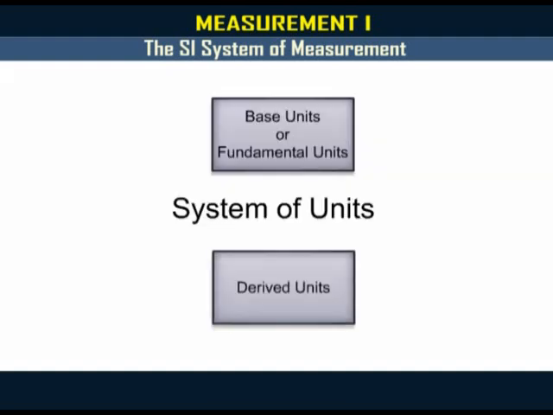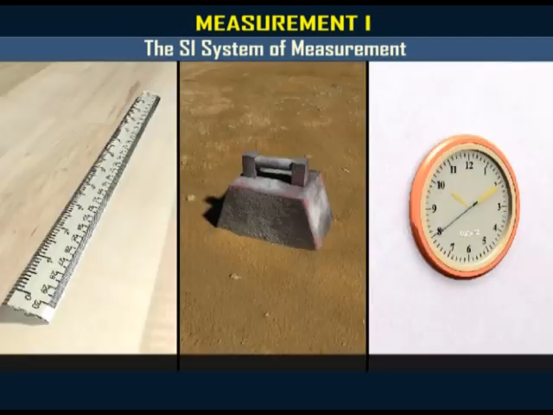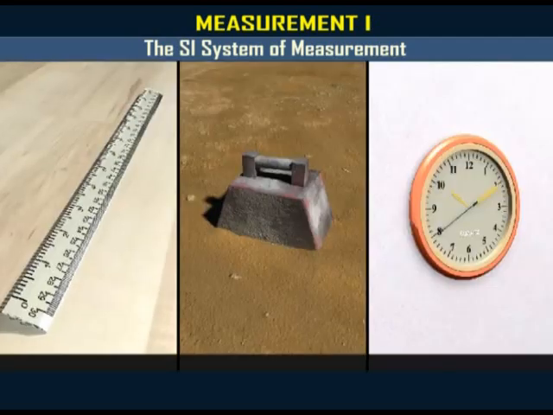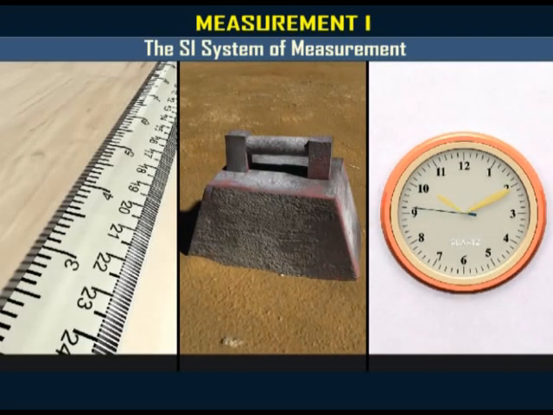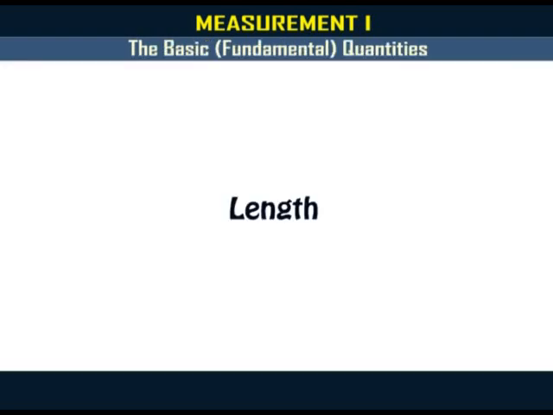The basic and the derived units together make up a system of units, a generally acceptable set of units of measurement. We shall look at the most commonly used quantities: length, mass, and time. So we start with length.